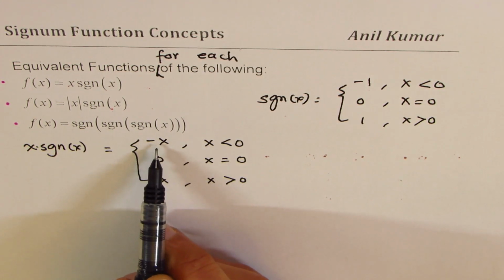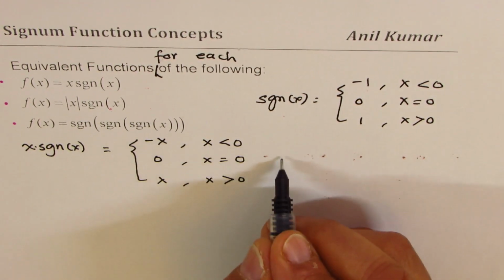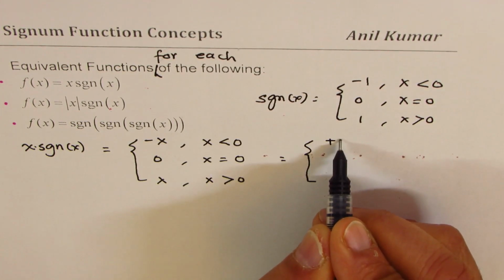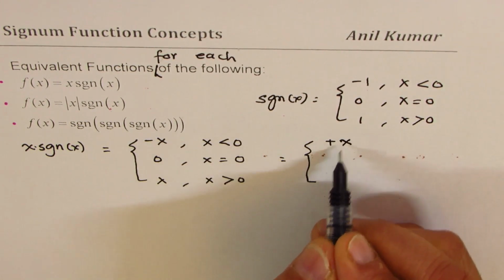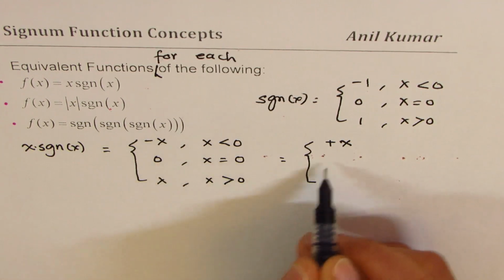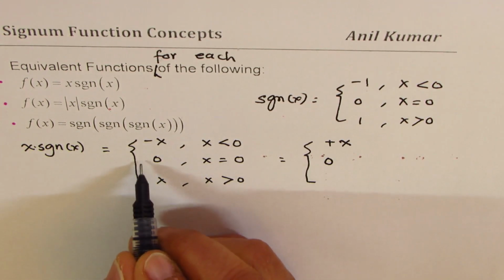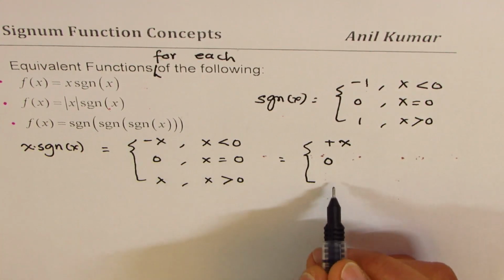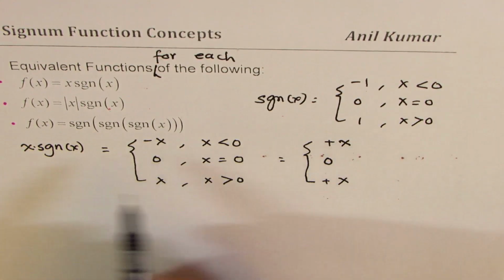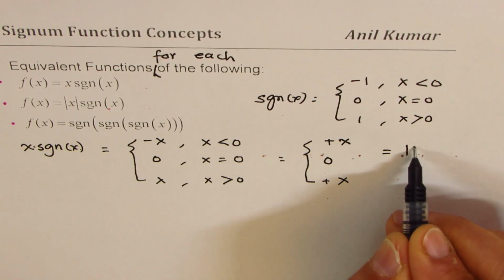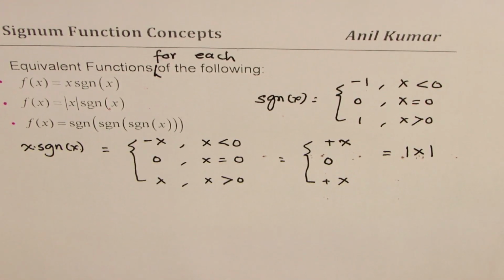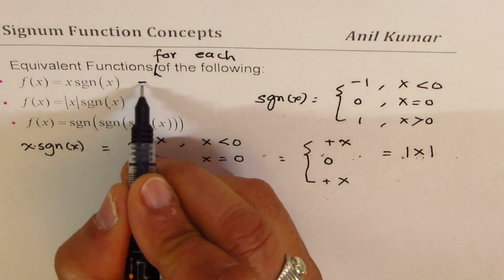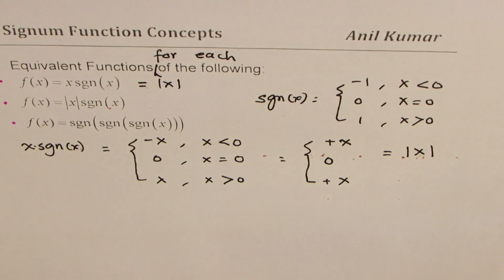Correct? Minus minus becomes positive 1. So you will see that literally this becomes positive x, right? And here 0 remains 0. When you multiply anything by 0 it remains 0. But if x is greater than 0, then also it's positive x. So basically it has become equal to the absolute value of x. Do you see that? So you can say that x times signum x is equal to the absolute value of x.